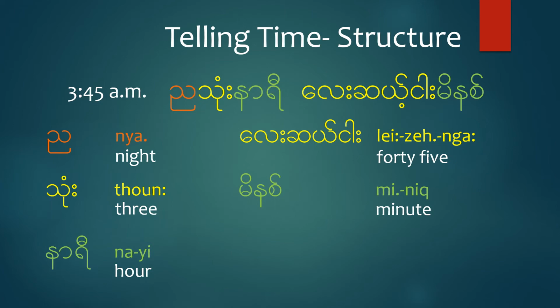Next, we want to say it's 45 minutes. So to say that, we're going to say the number first, lezenga, for 45, and then we're going to say the word for minute, minute, very close to the English word. Notice in both cases, the number comes before the time designation, either before the hour or the word for minute. So that seems pretty simple. Let's move on.